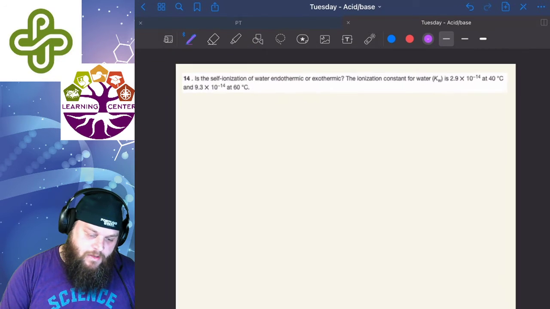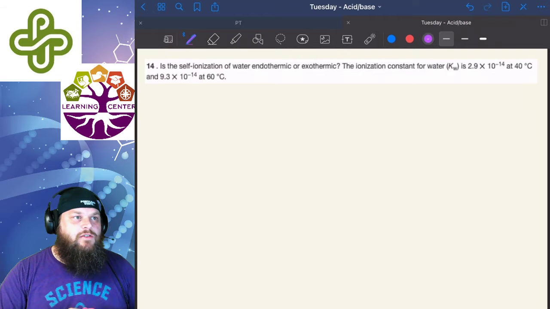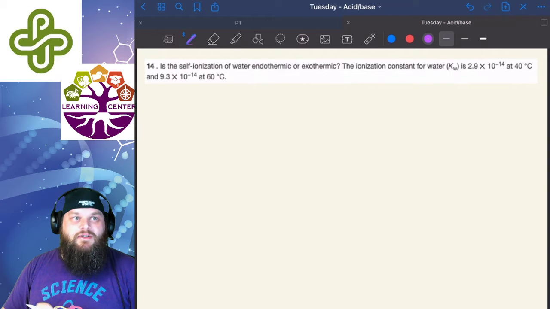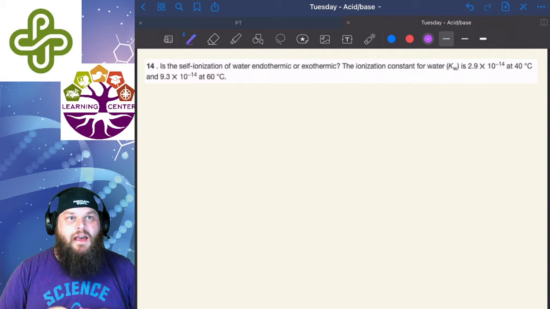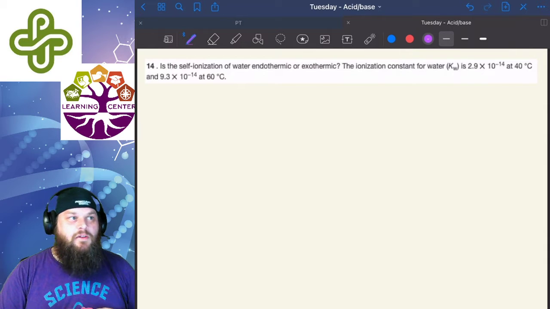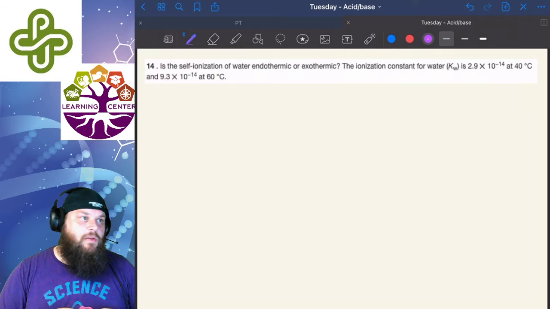I'm going to jump on to number 14 here. So this says, is the self-ionization of water endothermic or exothermic? The ionization constant for water at 40 degrees Celsius is 2.9 times 10 to the negative 14th power. And at 60 degrees Celsius, it's 9.3 times 10 to the negative 14th power.